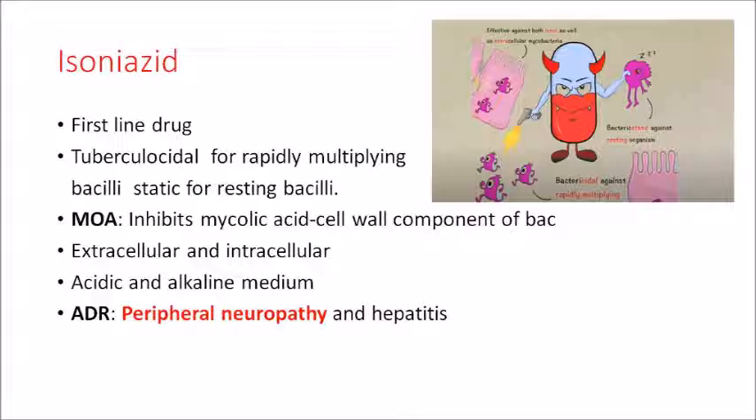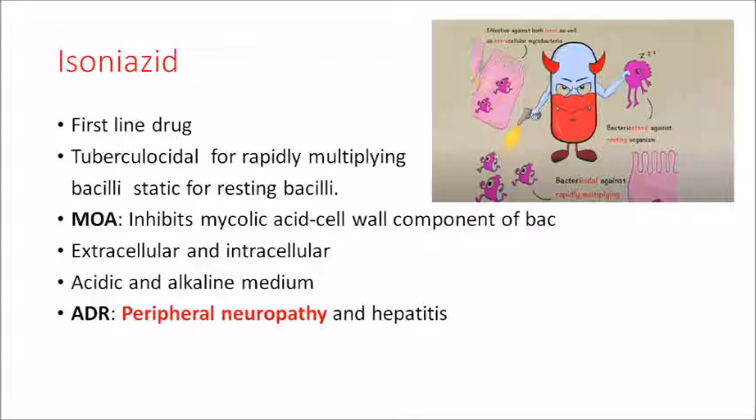First is isoniazid. Isoniazid is a first line drug and it is tuberculocidal for rapidly multiplying bacilli, but it's static for resting bacilli. So it's tuberculocidal only for rapidly multiplying bacteria. For resting bacteria, it is only bacteriostatic. What is its mechanism of action? It inhibits mycolic acid synthesis, that is a cell wall component of the bacteria. So it destroys the cell wall of the bacteria. It acts on extracellular as well as intracellular bacteria. That is an advantage.